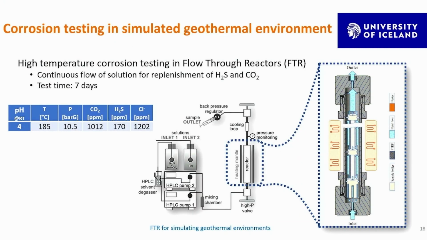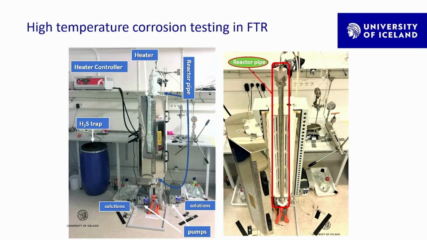And we set up a new facility with a longer reactor pipe intended to simulate the high-temperature conditions encountered in the geothermal power plant. The conditions that were selected were pH at room temperature around 4, with CO2, 1,000 ppm, and H2S, 170. Like I said earlier, we used solutions that we mixed together and then pumped into the chamber, so we're generating the gases inside the chamber. This is how the setup was for our tests.